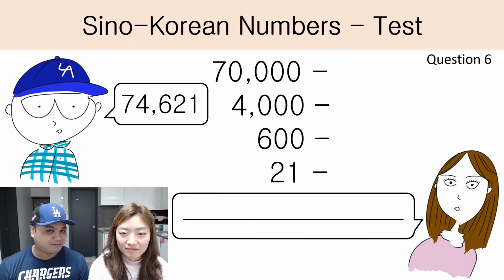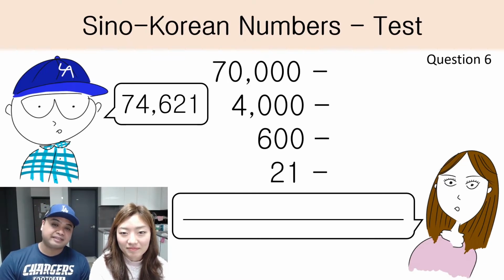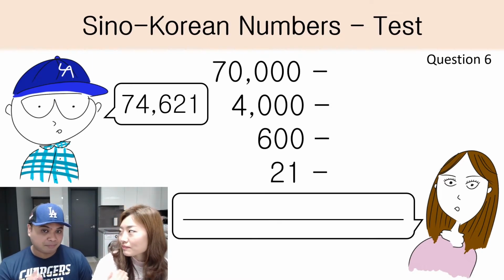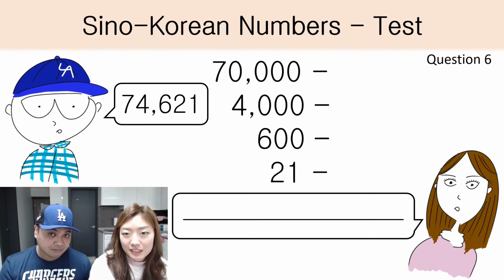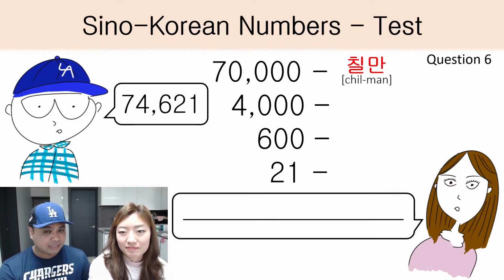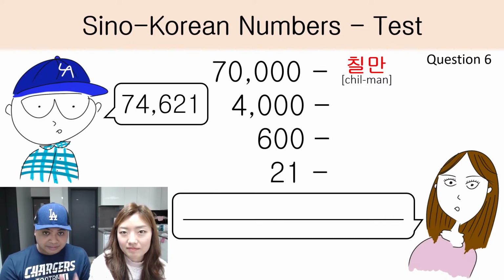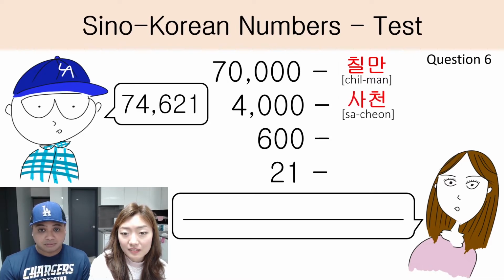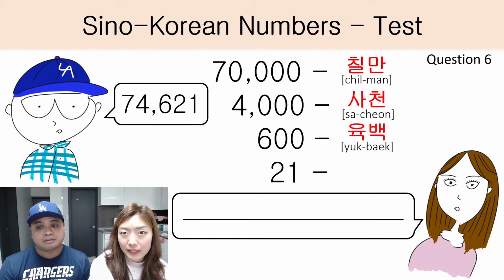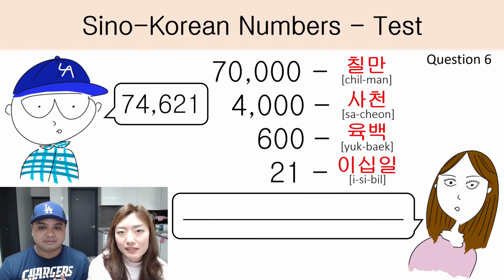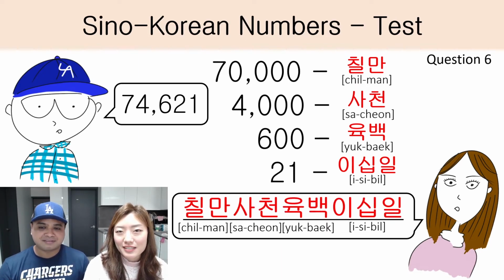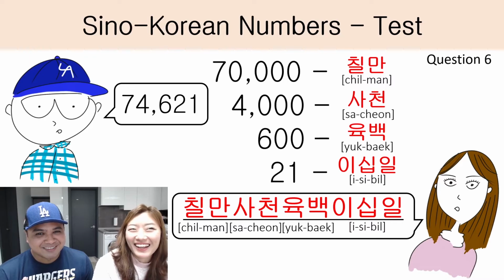Our last number. 74,621. Oof. All right. Let's break it down. We need to say 70,000. To say 70,000, you need to say the special word man. So we need to say chilman. Chilman. Yeah, so man, we gotta know it. 10,000 is man, and then there's 7 of them. 7 10,000s. So you need to say chilman, 70,000. Then 4,000, sachon. Then 600. And then 21. So when you put them all together, you get 74,621. Easy, right?